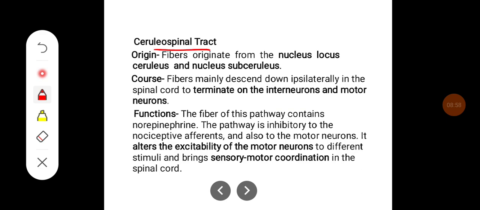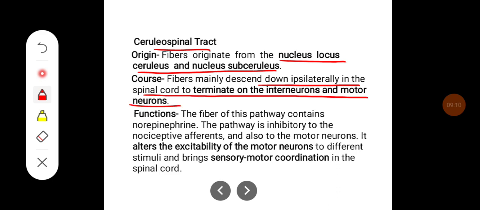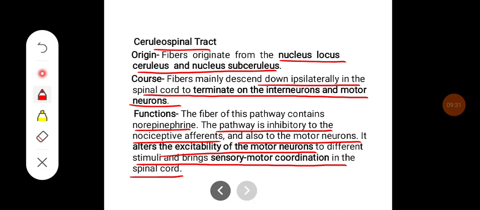Cerulospinal tract. These fibers originate from the nucleus locus ceruleus and nucleus subceruleus. The fibers mainly descend ipsilaterally in the spinal cord to terminate on the interneurons and motor neurons. The pathway contains norepinephrine and is inhibitory to the nociceptive afferents and also to the motor neurons. It alters the excitability of the motor neurons to different stimuli and brings about sensory motor coordination in the spinal cord.